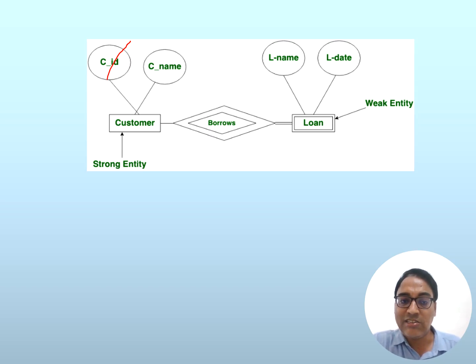And this is a strong entity. The strong entity is the customer, for which the primary key is there. But this is the weak entity part, the double rectangle. Here there are loan name, loan date, loan type, and other details. And the customer is borrowing a loan. Now see, the relationship between these two entities is recognized.